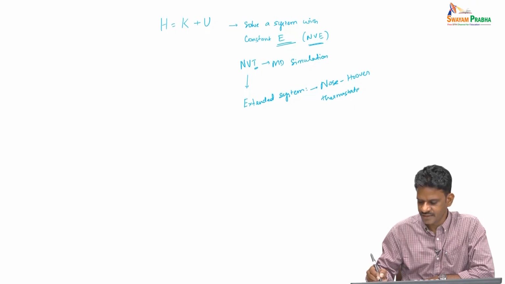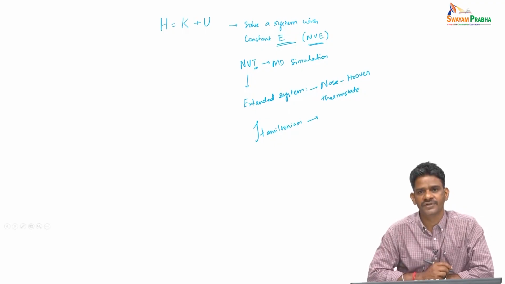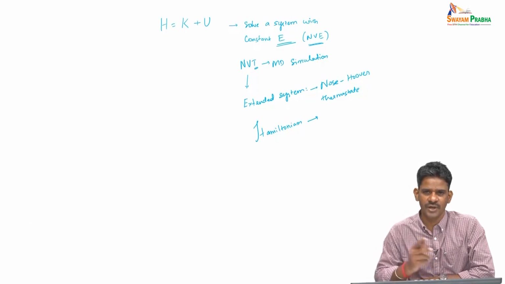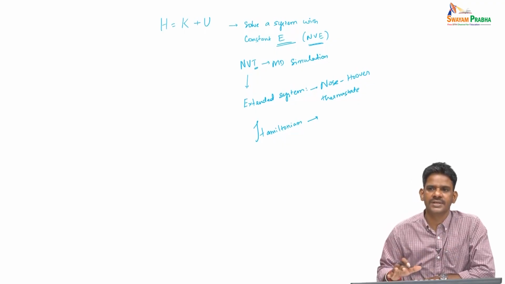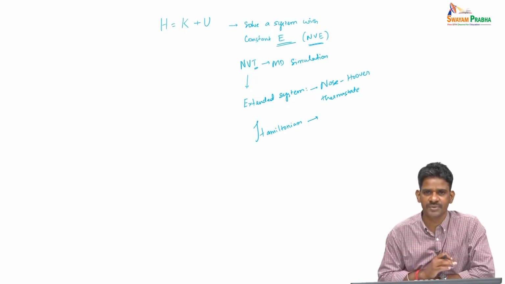The idea here is that you redefine the Hamiltonian in such a way that you have additional degrees of freedom to take care of the coupling between the system and surroundings, and you can control whether the coupling has to be weak or strong with certain user defined parameters. All these discussions we followed for constant temperature simulations.